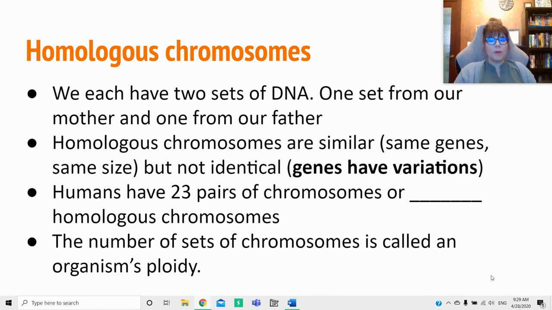Humans have 23 pairs of chromosomes, or 23 homologous chromosomes. And the number of chromosomes in our body are called our ploidy. All right, so then remember yesterday's video had diploid, haploid, polyploid. Ploidy just means the number of sets of chromosomes.